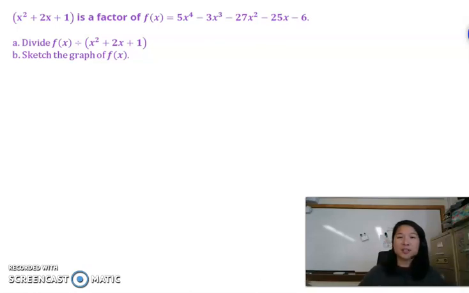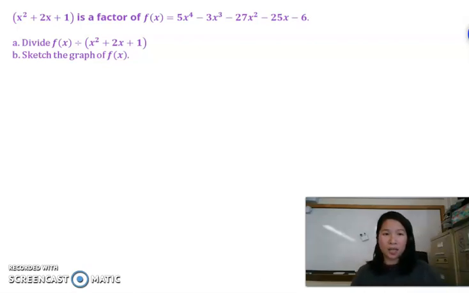Hi everyone, this is Miss Fan, and in this video we're going to do an extension of topic 2. We are told that x squared plus 2x plus 1 is a factor of 5x to the fourth minus 3x cubed minus 27x squared minus 25x minus 6. They want us to divide that polynomial by x squared plus 2x plus 1.